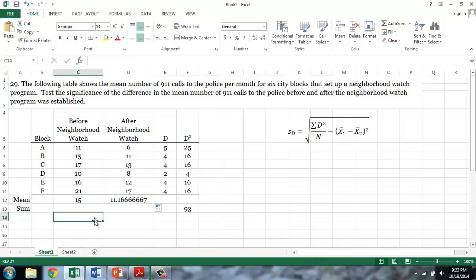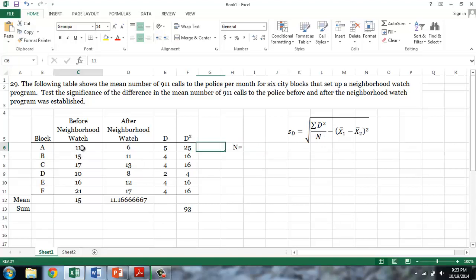So before the neighborhood watch was established, there were an average of 15 911 calls to the police per month for these 6 city blocks. After the neighborhood watch, there were just over 11 calls. In order to calculate the standard deviation of the difference, the last piece of information I need is the n.